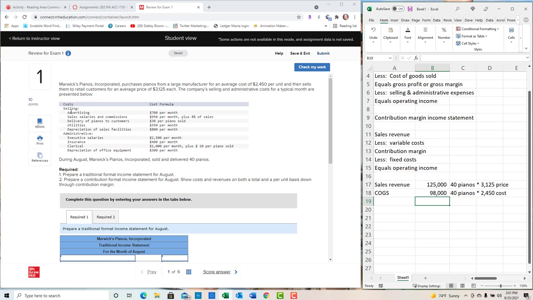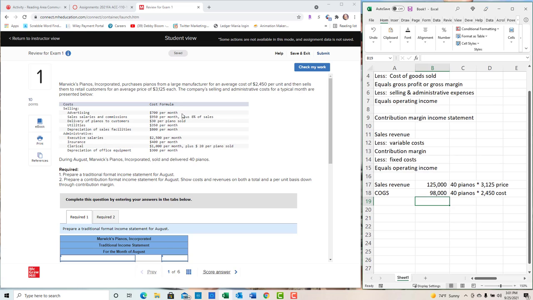Now I'm going to go through all of the selling and administrative costs, because if a cost is variable, we're going to need to know how much it is based on the 40 pianos, and we're also going to have to break them up between the variable and fixed for the contribution margin income statement, so we still have to know what our total variable costs are. The fixed costs we're going to know.